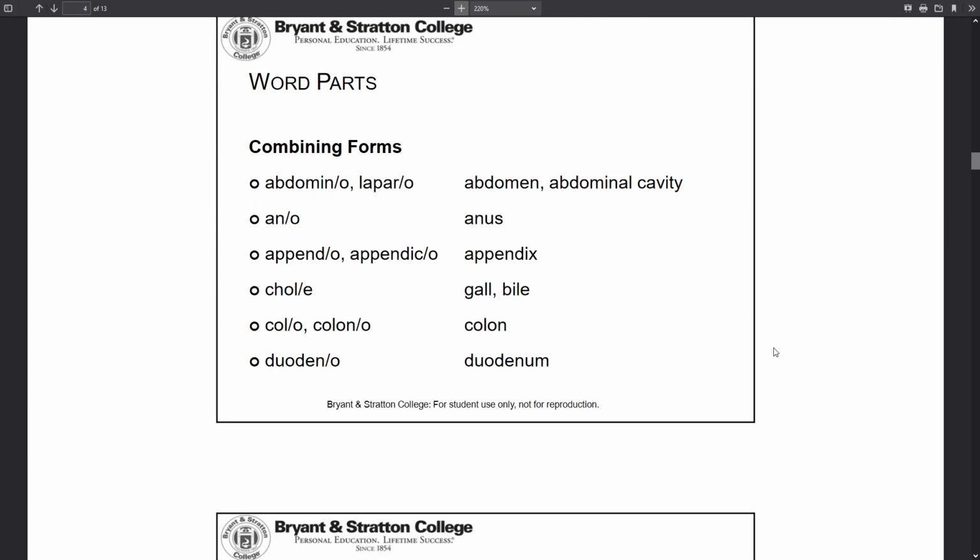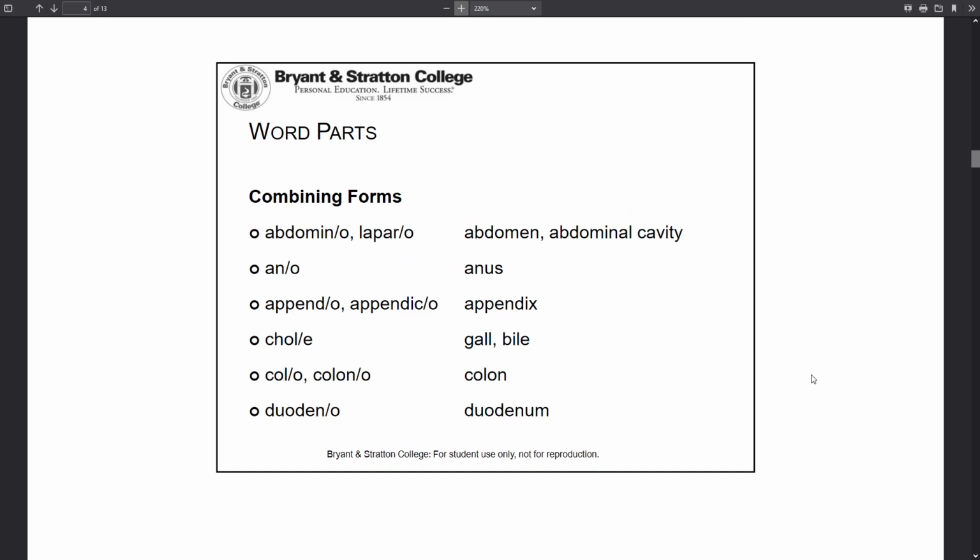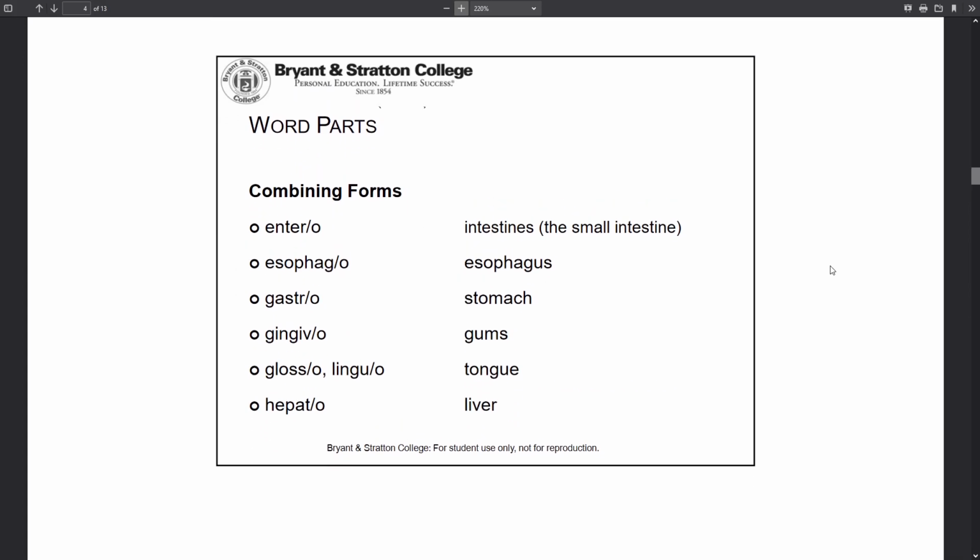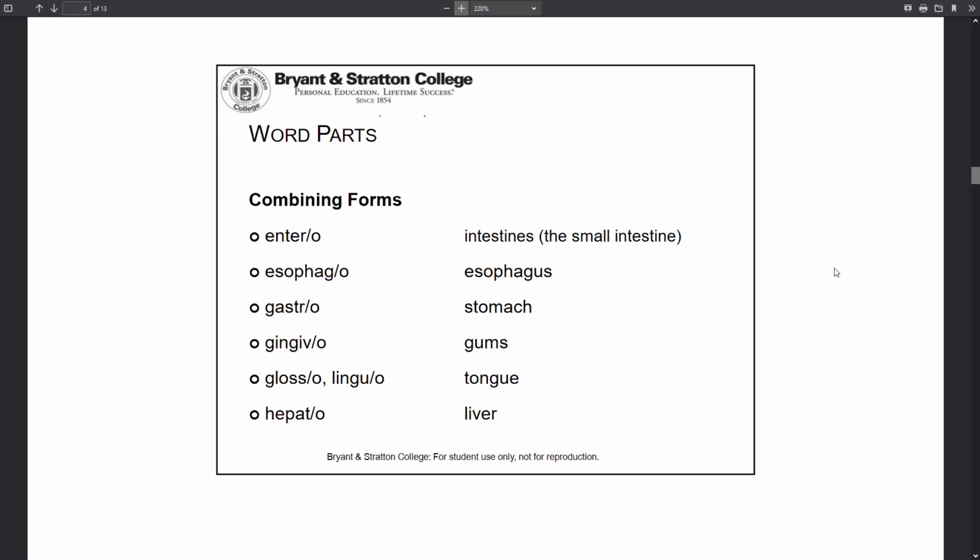All right, so word parts. Combining forms: abdomino and laparo both refer to the abdomen or the abdominal cavity. Ano refers to the anus, appendo to the appendix, chole to the gallbladder or bile, colo or colono to the colon, duodeno to the duodenum. Entero refers to intestine, specifically the small intestine.